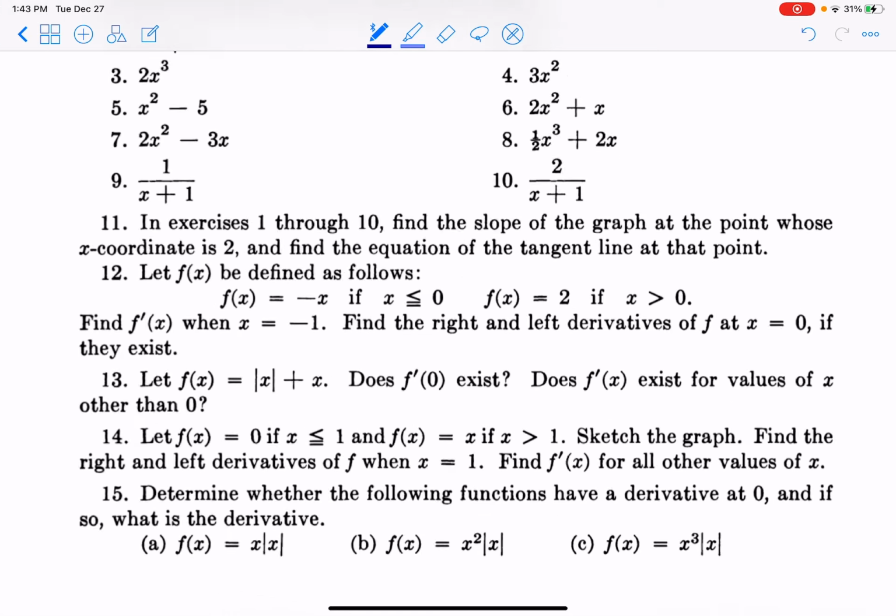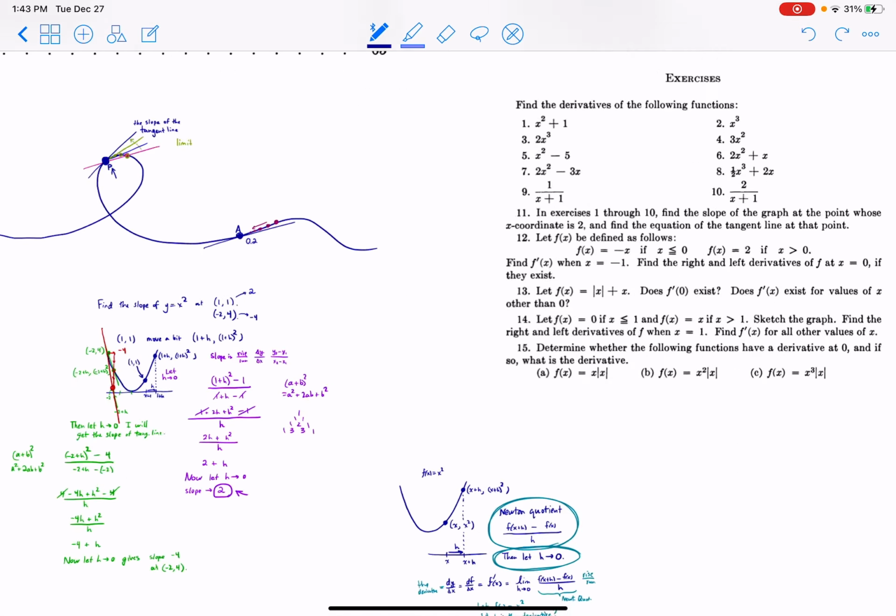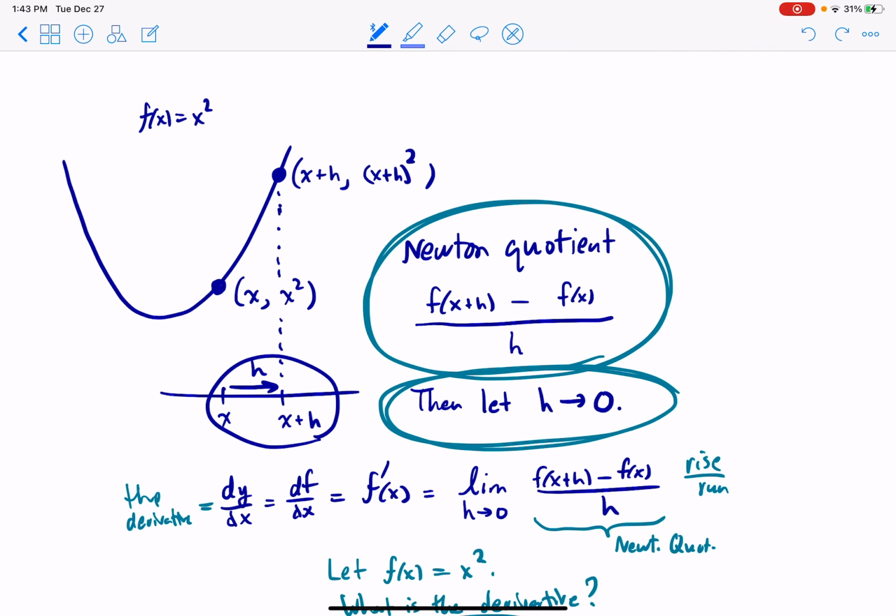Now, before I leave, what is the right and left derivative? Well, when we wiggle to the plus h, I've always been wiggling to the right, but we could also wiggle to the left. And really, if the derivative exists, it shouldn't matter which way you wiggle. So if we take h positive, we're wiggling to the right, but if we take h negative, we're wiggling to the left. And sometimes it matters.